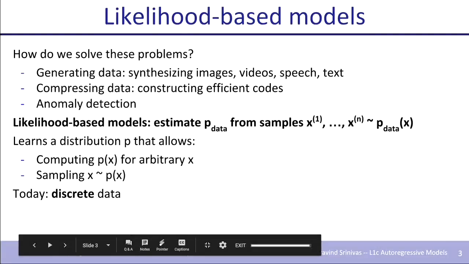Another nice practical problem is data compression. It turns out that data compression is very related to likelihood-based modeling. And we'll talk about this later on in this lecture quite a bit. The reason data compression is related to generative modeling is because generative modeling is all about prediction.